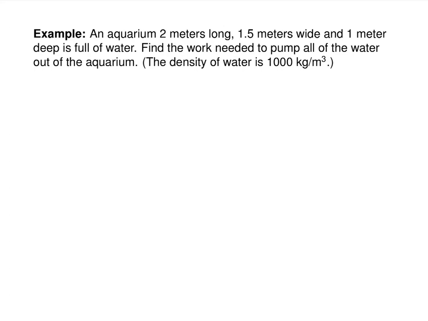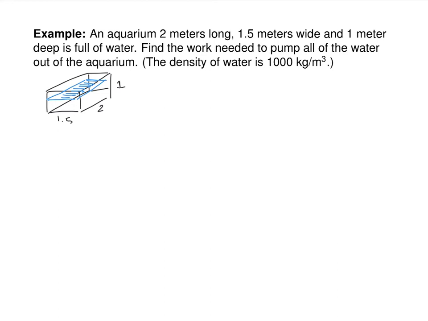And the last thing we're going to do is discuss how to find work when you're, say, pumping something out of a tank. So we have an aquarium, and it's 2 meters long, 1.5 meters wide, and 1 meter deep. So that's 1.5. This is 2, and this is 1. And we're going to pump all of the water out of this tank. And just for simplicity, we're going to have to think about taking a chunk of water, like a very, very, very thin sheet, and just taking that out to the top.